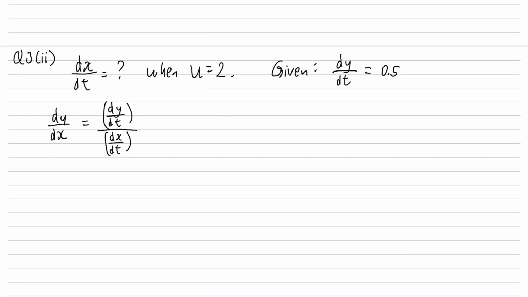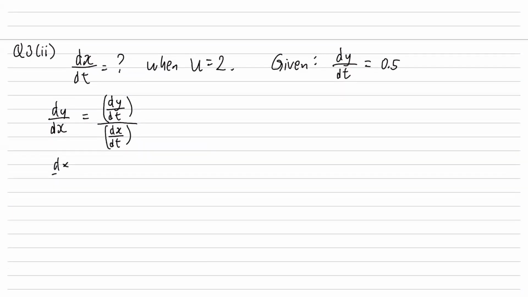So that means that I can make dy by dt the subject. dx by dt, I want to solve for dx by dt. So dx by dt is nothing but dy by dt divided by dy by dx. Yes? This one and this one swap around. Maybe I color code. Blue, go here. Yellow, go there. Okay?